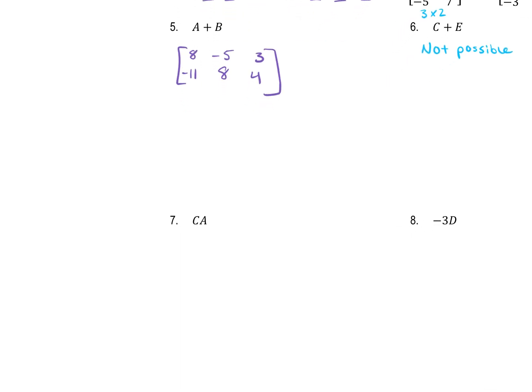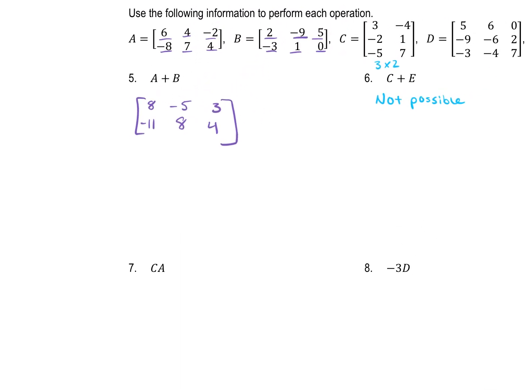All right, let's do 7. We're multiplying C times A. So C is a 3 by 2. A is a 2 by 3. So 3 by 2 times a 2 by 3. Can we multiply these together? Yep, the insides are the same, so our answer is going to be a 3 by 3.